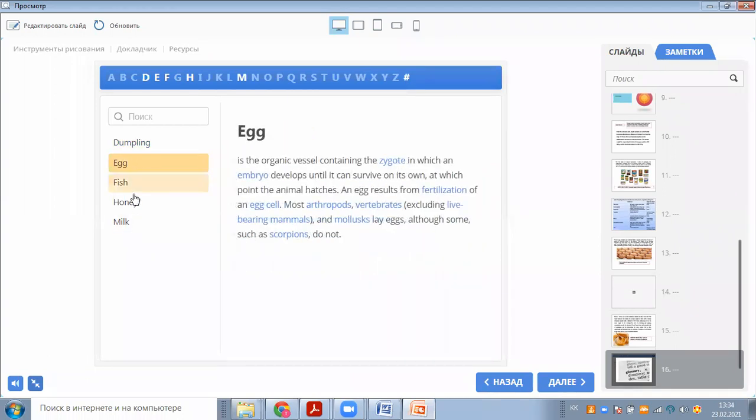And egg, for example. An egg is an organic vessel containing the zygote in which an embryo develops until it can survive on its own, at which point the animal hatches. An egg results from the fertilization of an egg cell. And most arthropods and vertebrates, excluding live breeding mammals, and the mollusks, lay eggs. Also, some, such as the scorpions, do not.